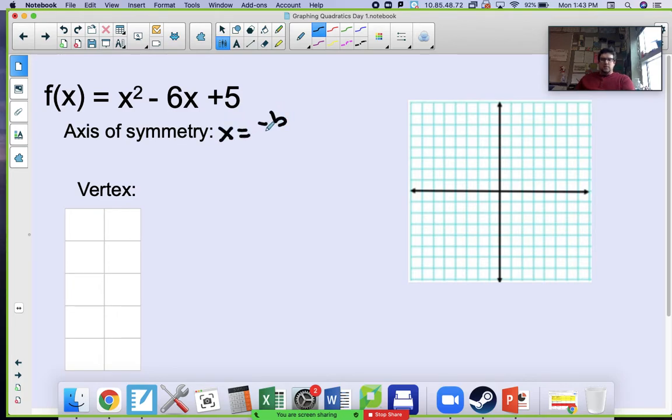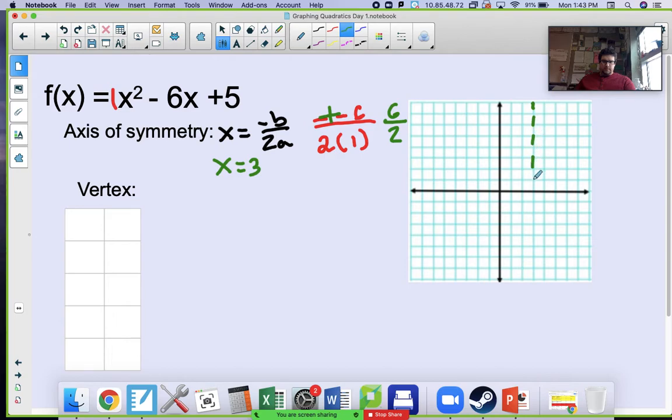X is equal to -b all over 2a. -b, so it's -6, all over 2 times 1, which is a. We're going to put the two negatives together. We get plus. 2 times 1 is 2. So we really get 6 over 2. So our axis of symmetry is 3. So there's our axis of symmetry.